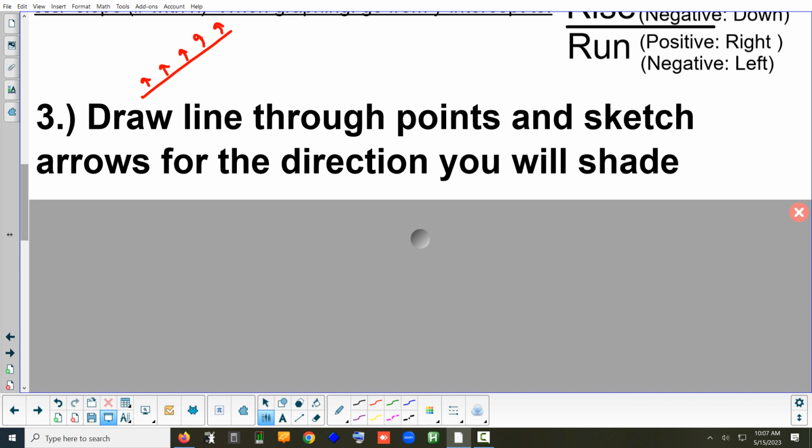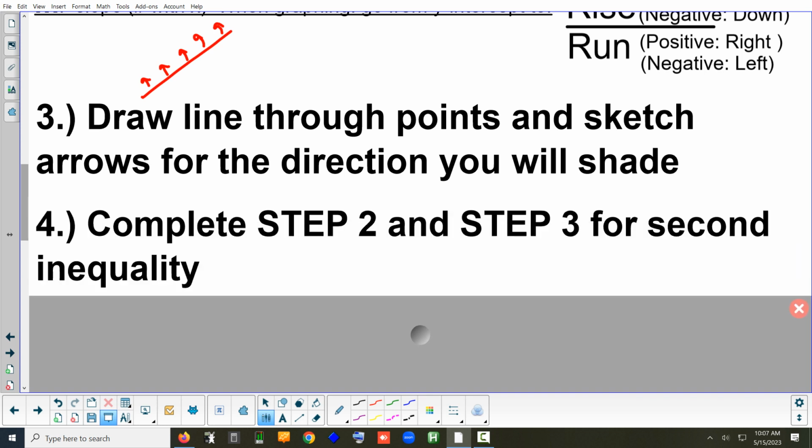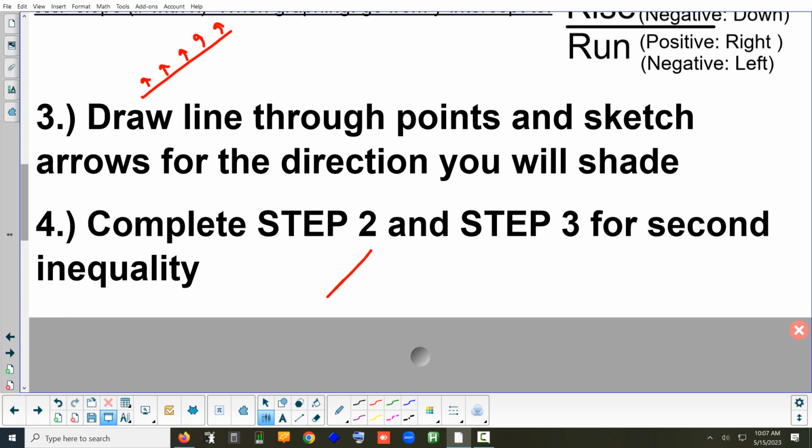And now remember, we're going to be solving a system. So that means how many lines are we going to have to draw? Caleb? 2. So step 3 is basically draw the first line. Well, step 4 is do it again. Do steps 2 and 3 again for your second line. So now when you get to step 4, you're going to have something like this. Maybe one of the lines is shade above, and maybe the other one is also shade above.